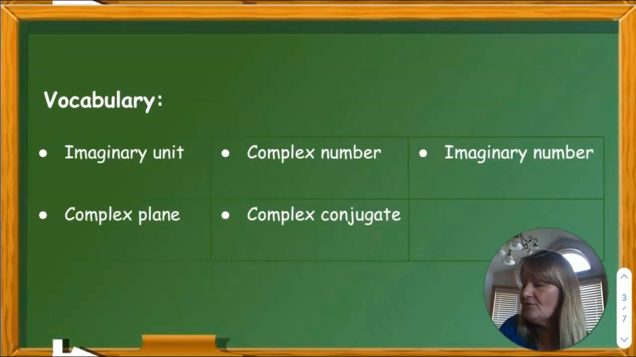Now, our vocabulary for this unit: we're going to talk about what's called an imaginary unit. What's a complex number? What's an imaginary number? What is a complex plane? We may or may not get that covered, but I may at least give you a brief look at it. And then, what's a complex conjugate? Very similar to the conjugate that we talked about with radicals earlier on. So let's go ahead and get started on those.